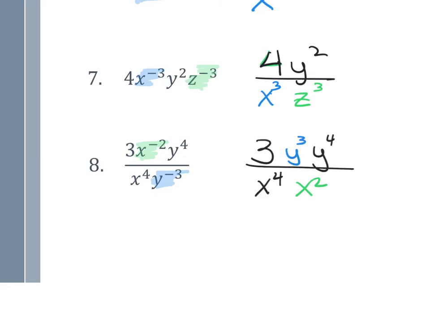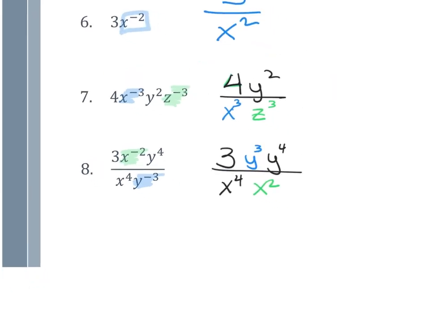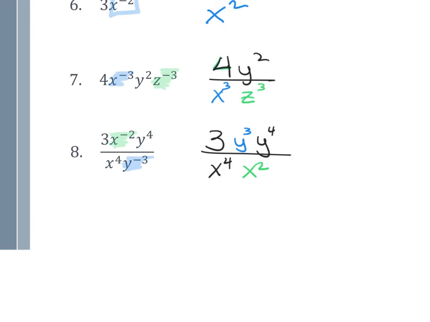Now, remember when you multiply exponents, you add them. So I'm going to combine my y's and combine my x's. So this would become 3y to the 7th over x to the 6th. You take the powers and add them when you multiply.